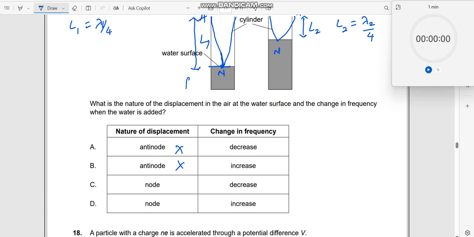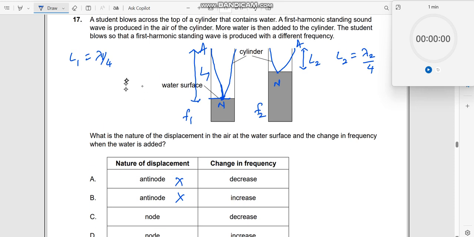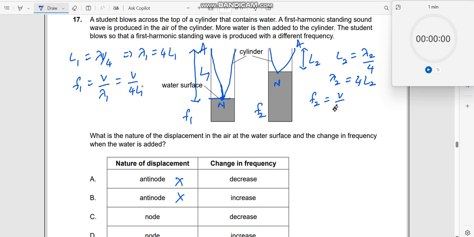Let the frequency here be F1. Let the frequency here be F2. Now let us find out frequency F1. From here I can write lambda 1 is equal to 4L1, and here I can write lambda 2 is equal to 4L2. Let us write the frequency here. Frequency F1 is equal to V by lambda 1, which should be V by 4L1. And frequency F2 should be V by 4L2.